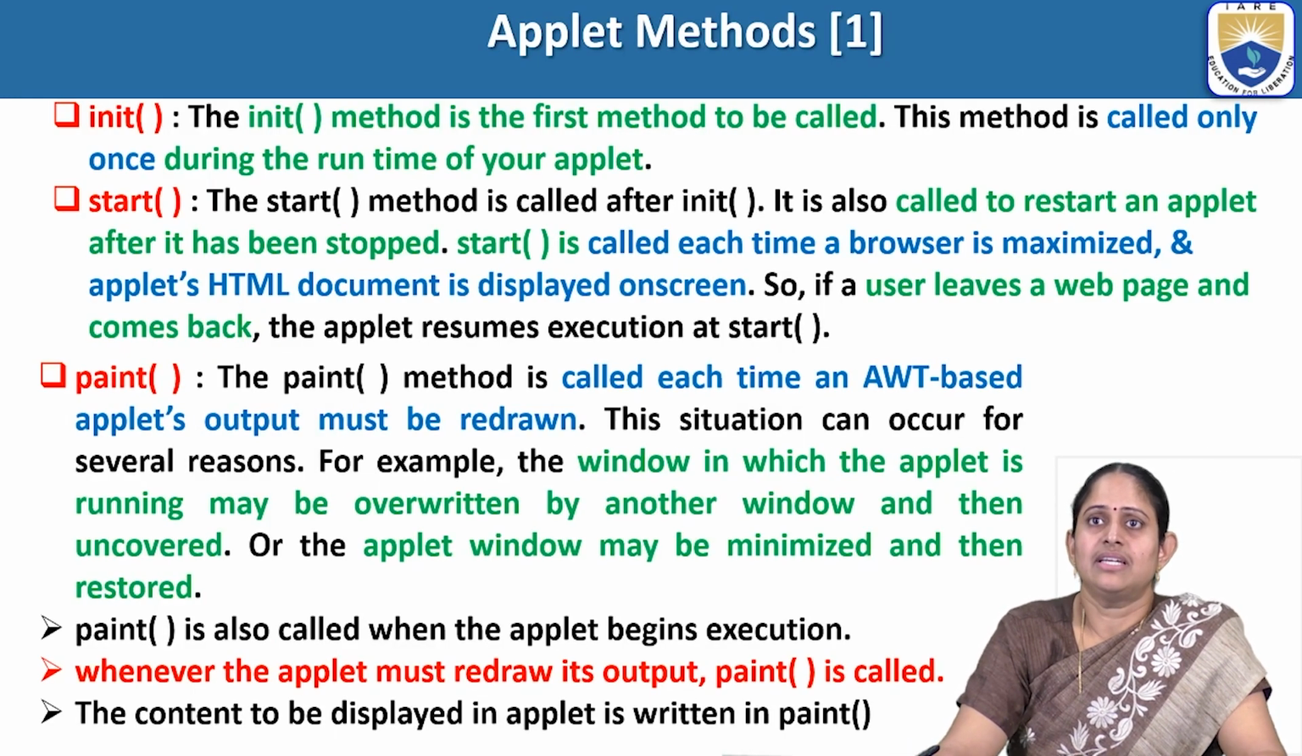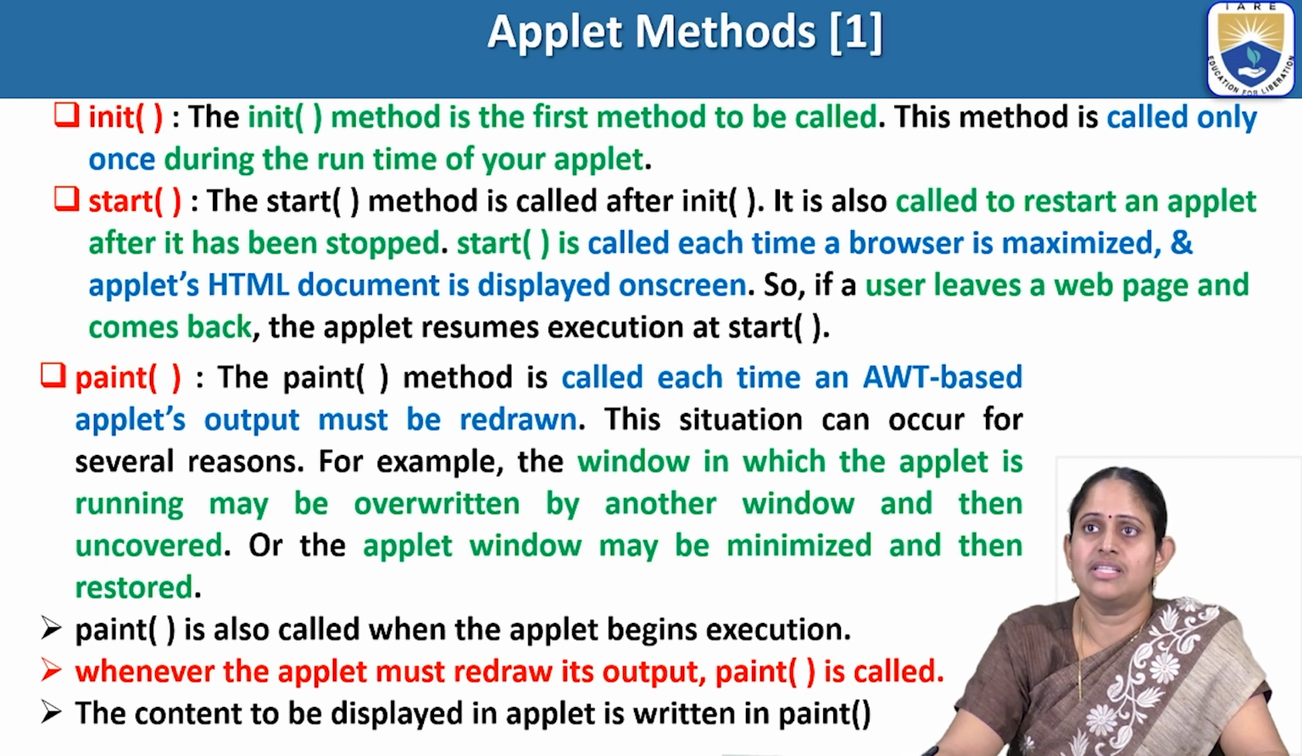The init method is the first method to be called. This method is called only once during the runtime of the applet. The start method is called after init. It is also called to restart an applet after it has been stopped, or when a browser is maximized, or when the applet's HTML document is displayed on screen. It is also called if the user leaves the web page and comes back, and the applet resumes execution at start.